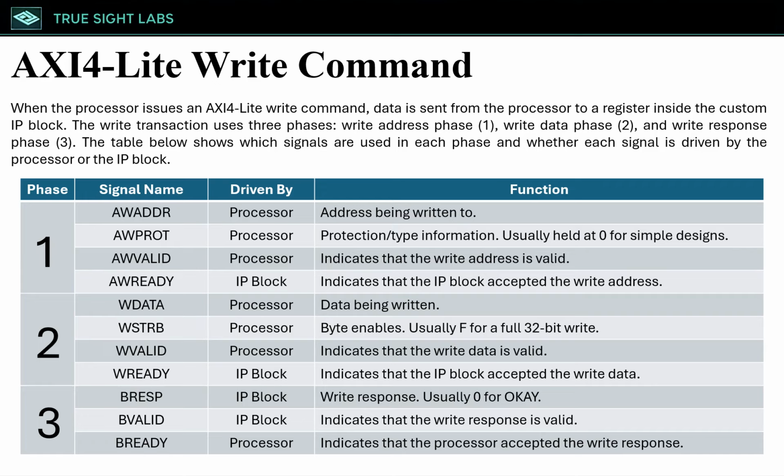When the processor issues an AXI4-Lite write command, data is sent from the processor to a register inside of the custom IP block. The write transaction uses three phases: write address phase, write data phase, and write response phase. The table below shows which signals are used in each phase and whether each signal is driven by the processor or IP block.